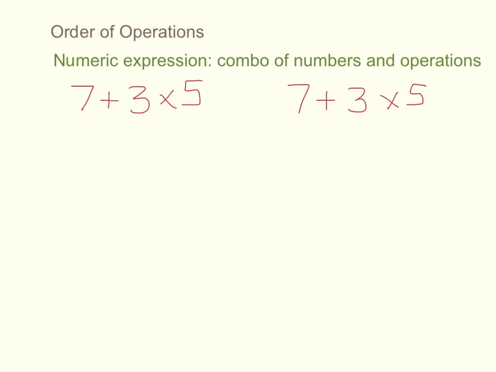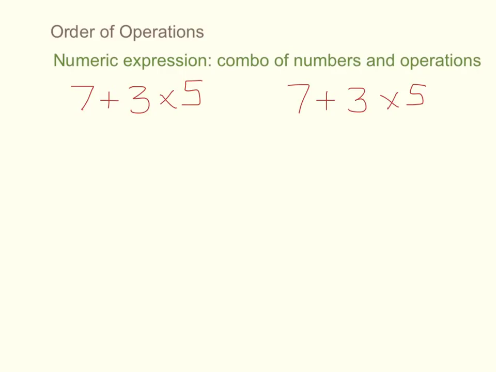The order of operations is a set of rules to simplify numeric expressions, such as 7 plus 3 times 5. A numeric expression is a combo of numbers and operations. If we didn't have a standard order of operations, we could get different answers.